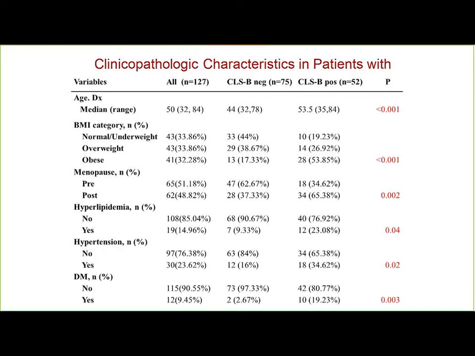One can see that the women who were inflamed were on average older. They had, as expected, a higher body mass index. They were more likely to be postmenopausal. And interestingly, they had features of the metabolic syndrome, including hyperlipidemia, hypertension, and diabetes. That is an increased incidence.